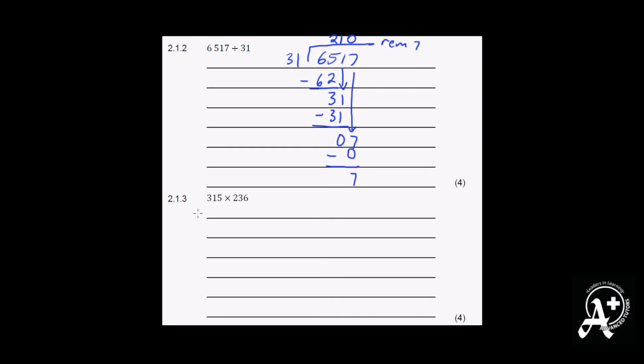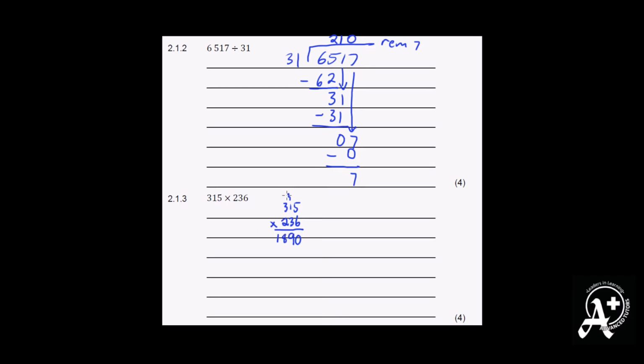If we now move over to 2.1.3, we've got our multiplication sum here of 315 multiplied by 236. So 6 times 5 will give me 30. So I can put my 0 there and I can take the 3 over. 6 times 1 gives me 6, plus the 3 gives me 9. And then 6 times 3 will give me 18.